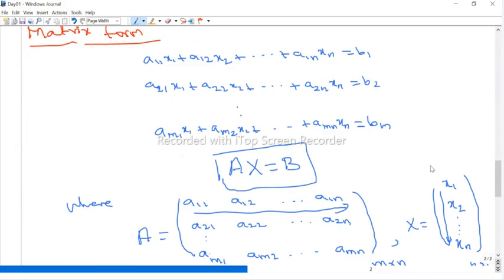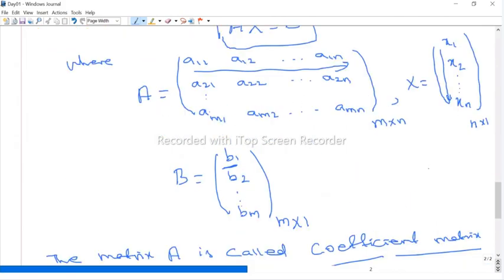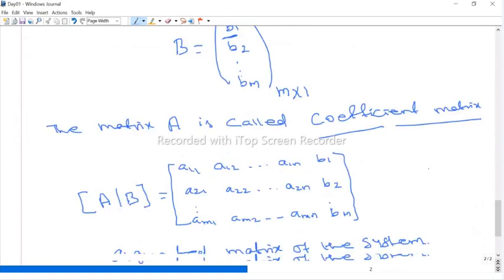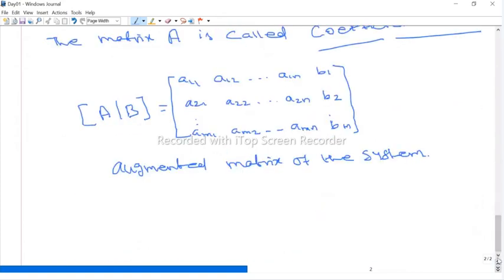Using the Gauss elimination method, we form an upper triangular matrix, or we have to form a row reduced echelon form. Now we will discuss what is an elementary row operation, what is row equivalent, and then what is row reduced echelon form. We will discuss one by one.